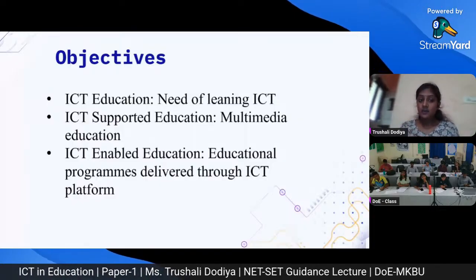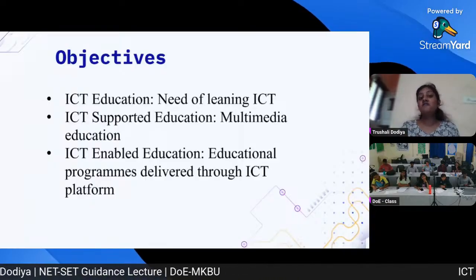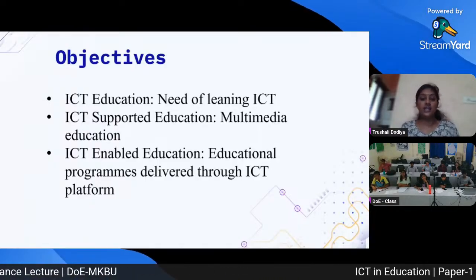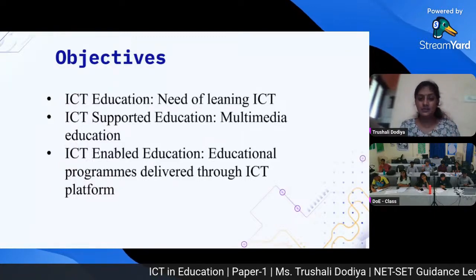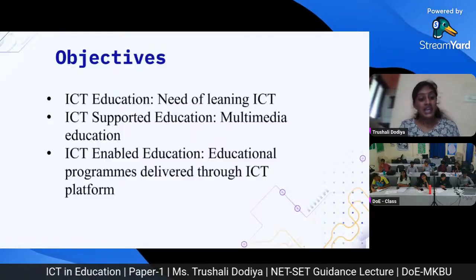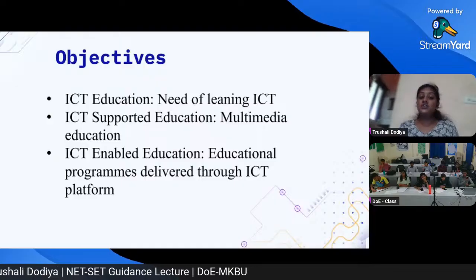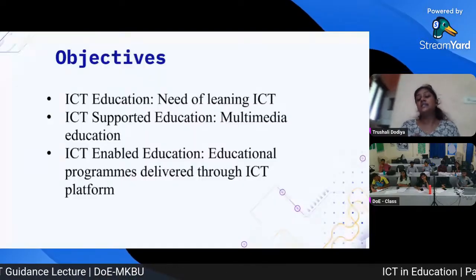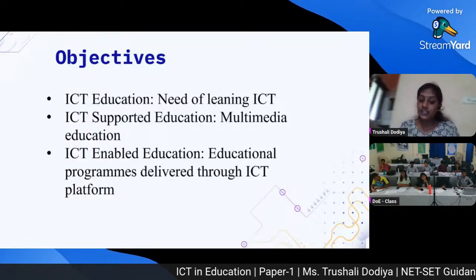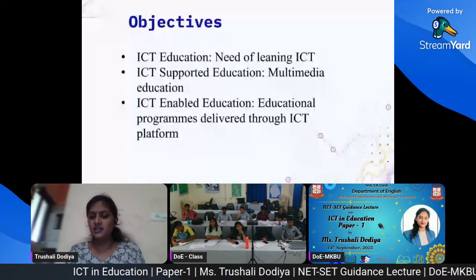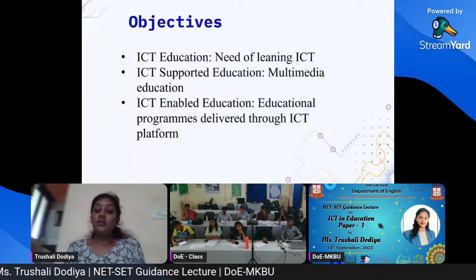education. Second objective is ICT supported education, in which there is use of multimedia in education, using web resources, then online materials, videos, and all. And then third one is ICT enabled education, in which educational programs are delivered through ICT platforms. Like via MOOCs, they are offering some of the programs with credits and providing it to the learner community as a whole.